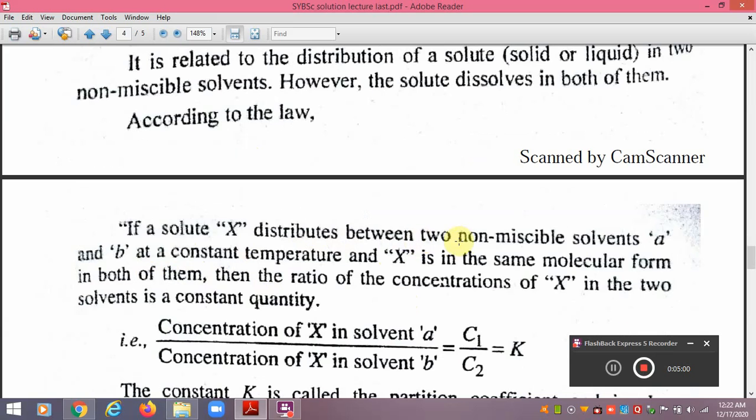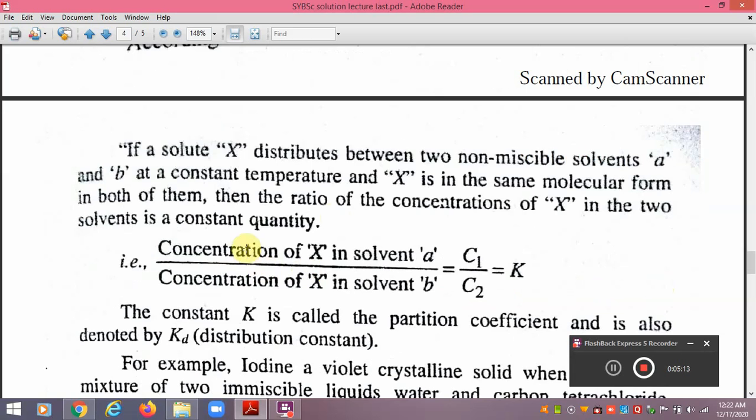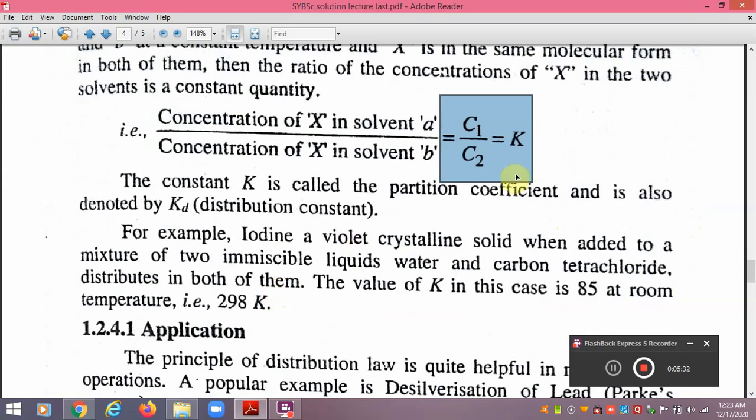If X distributes between two non-miscible solvents A and B at a constant temperature, and X is in the same molecular form in both of these solvents, then the ratio of the concentration of X in the two solvents is constant. That is, the concentration of X in solvent A divided by the concentration of X in solvent B, C1 upon C2, is equal to K. So this is the equation according to the Nernst distribution law, and the constant K is called the partition coefficient and is denoted by the letter Kd.